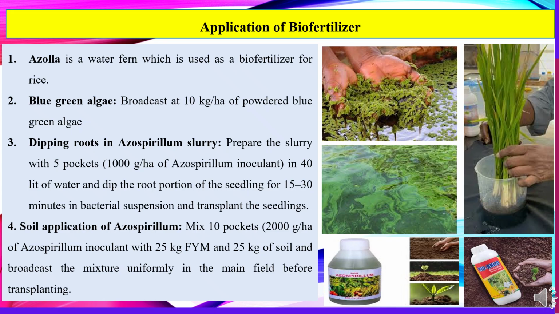Root dipping in Azospirillum slurry. Prepare a slurry using 5 pockets, total 1000 gram per hectare, of Azospirillum inoculant mixed with 40 liters of water.